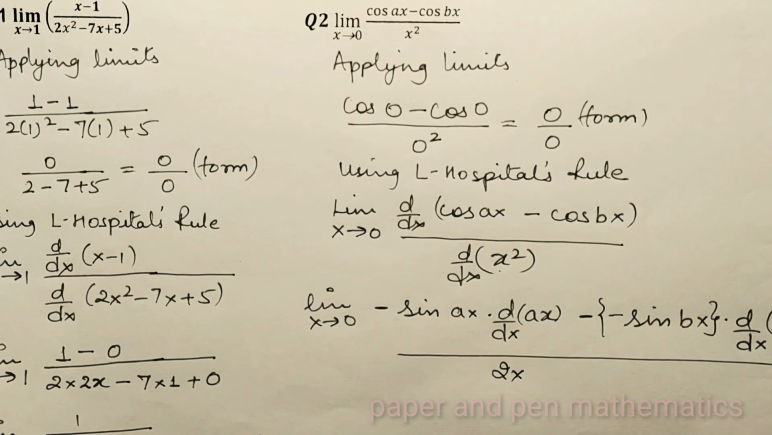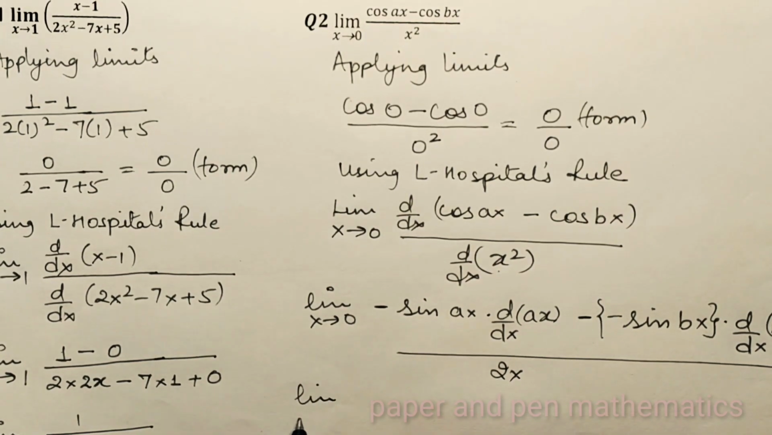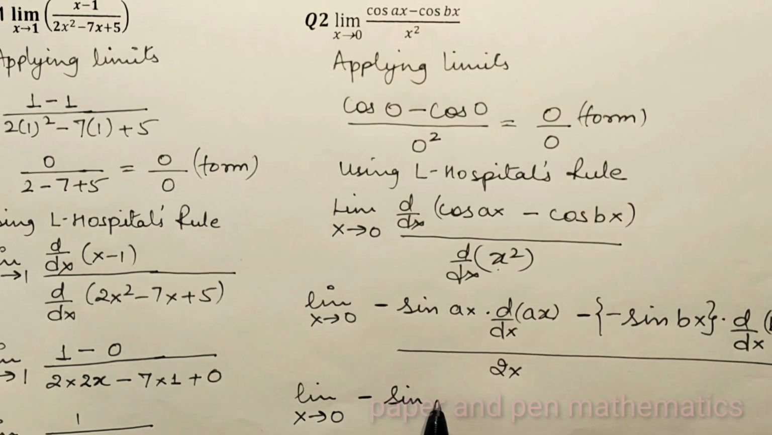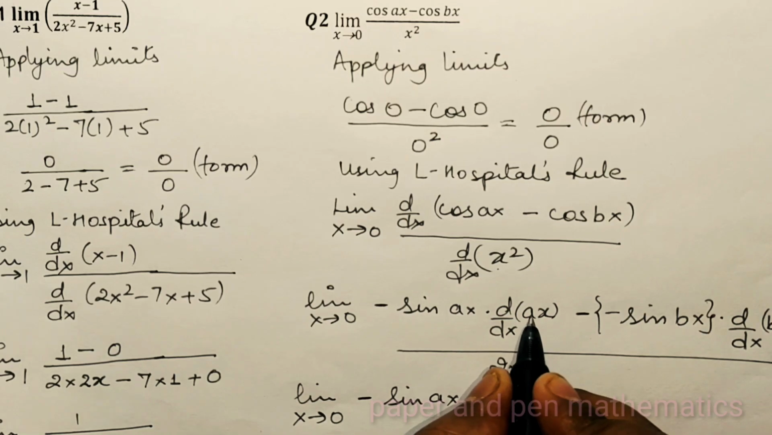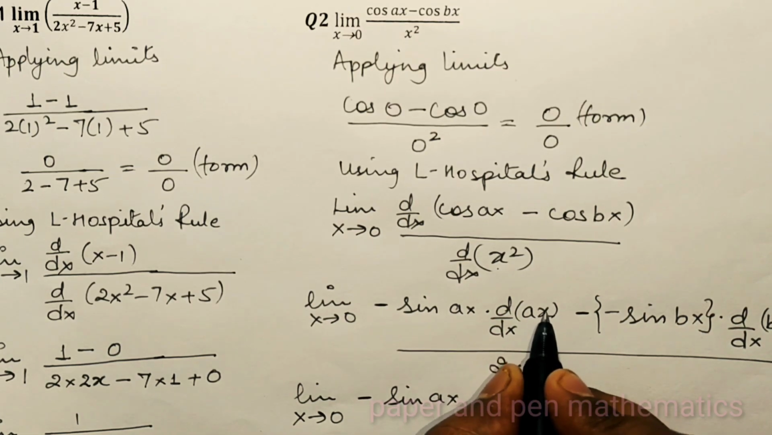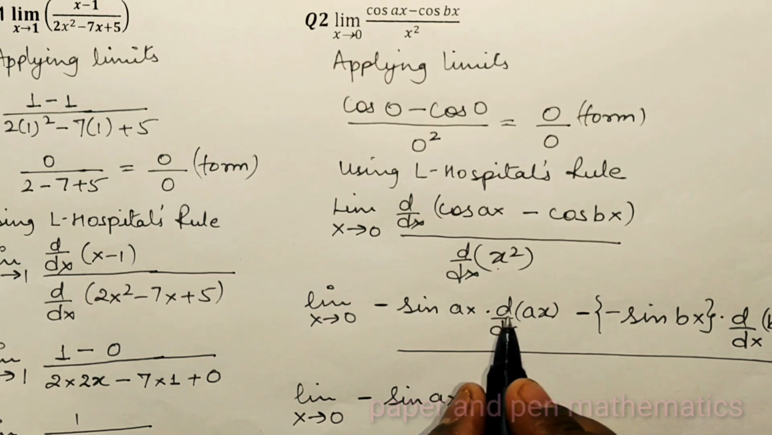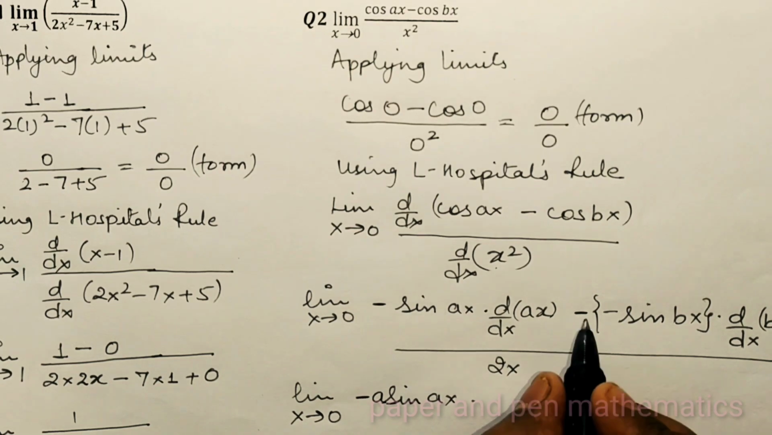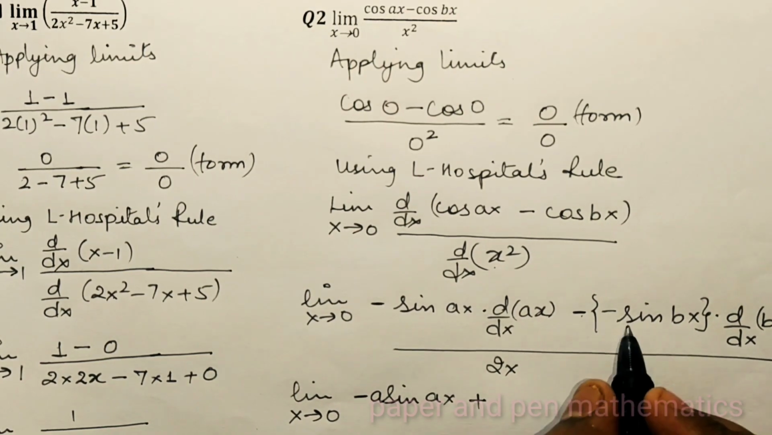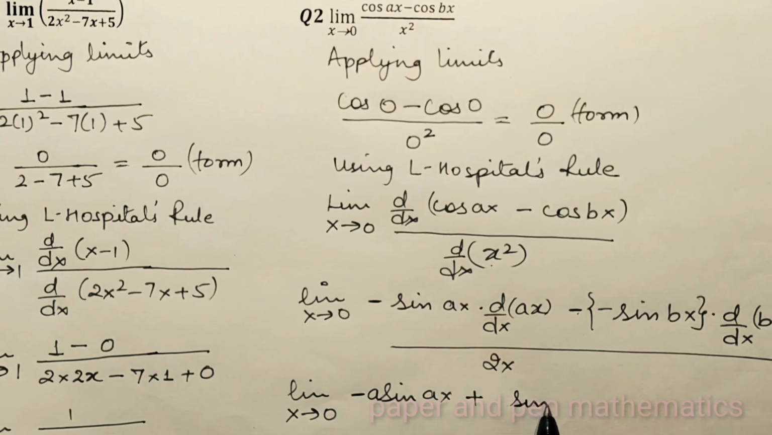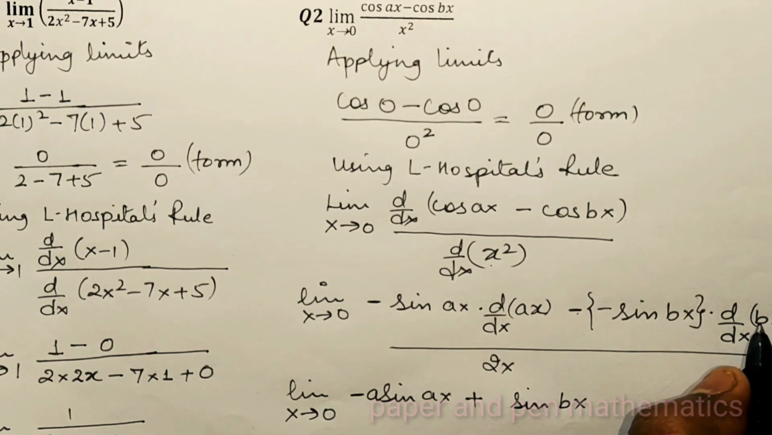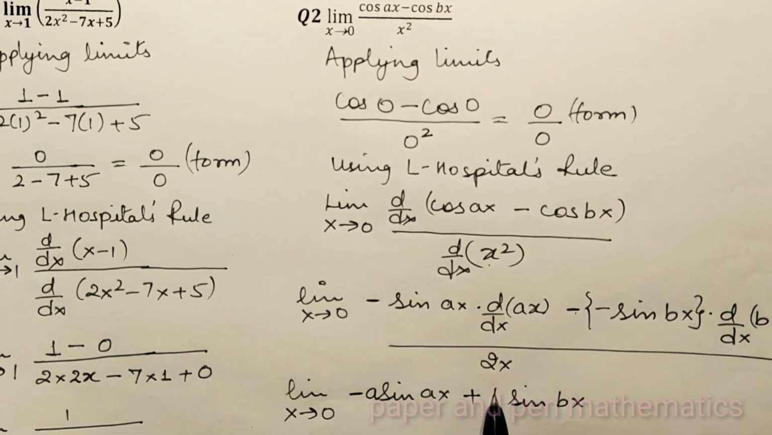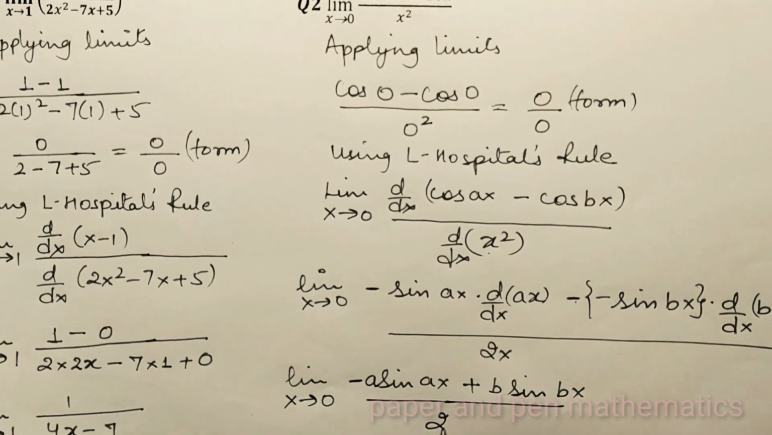will be 2x. So limits x tending to 0 minus sine ax. Now differentiation of ax, a is a constant, it will come out, and differentiation of x is what? 1. So 1 into a will give you a. So we will write that a over here. Then this minus and this minus will become plus, and it will be sine bx. Now this b is a constant, it will come out. So differentiation of x is 1, and 1 into b will give you b whole divided by 2x.